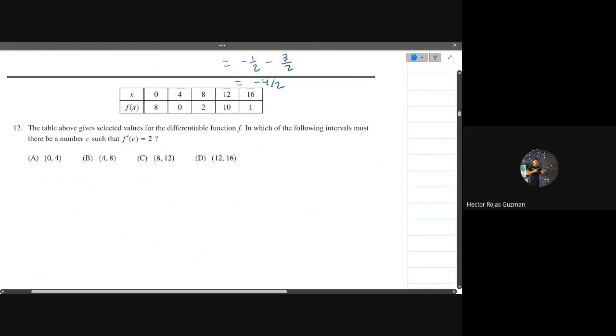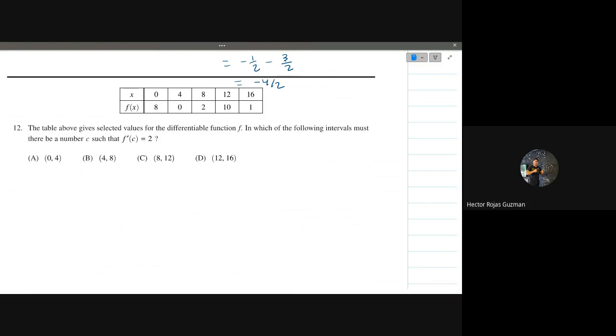The table above gives me values for a differentiable function f. Which of the following intervals must contain a number c such that the derivative is 2? In which of the following intervals? Okay. Because the derivative has to be 2, that's talking about the slope, right? And according to the mean value theorem, if a function is differentiable, then the average rate of change should equal the instantaneous rate of change at some location.